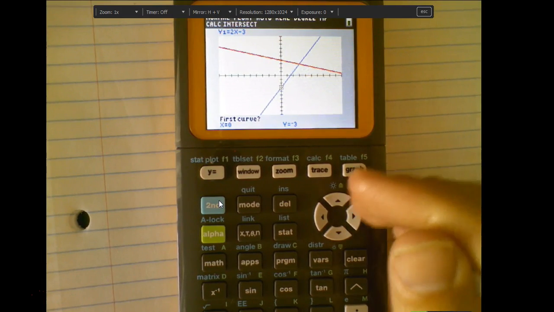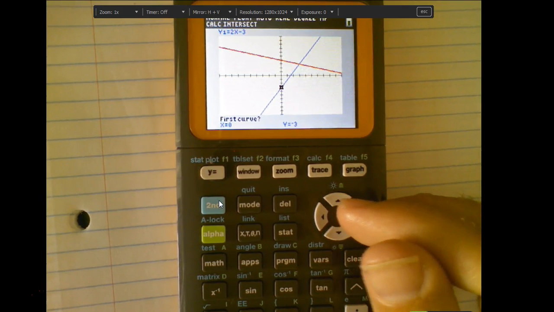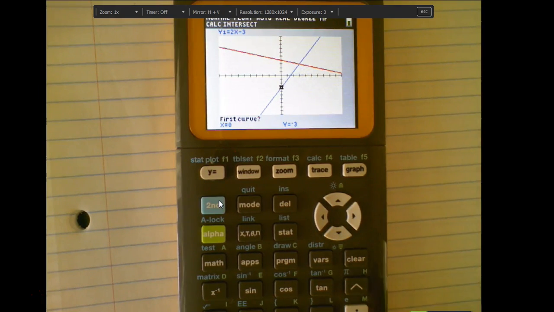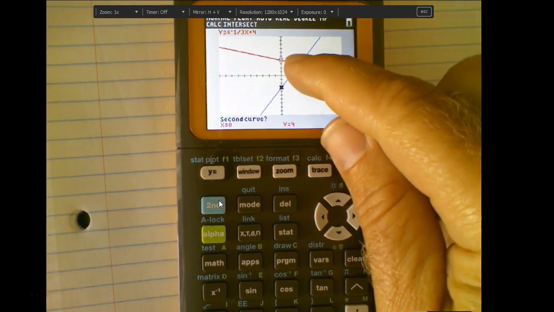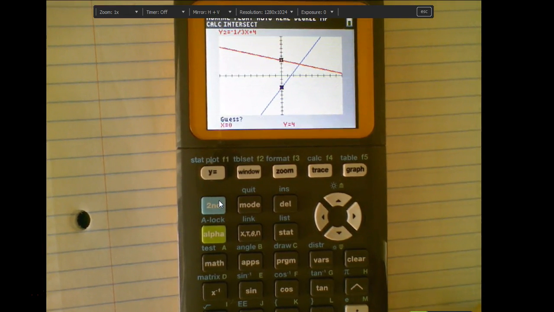The calculator is going to ask me a couple of questions, but I'm just going to keep hitting enter. You can see the cursor right there. It says, is this your first curve? So we just hit enter. Is that your second curve? We just hit enter. It's going to say guess. We always just hit enter. And there you go. Our answer is 3, 3. And so that's our solution.